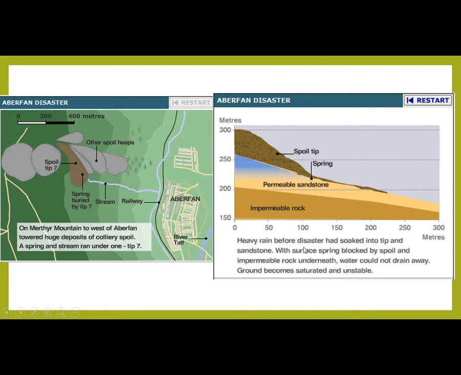Okay? So what had happened was there was a lot of heavy rain for several days before the disaster, and it had soaked through the spoil tip and through the permeable sandstone, saturating all of the spoil tip and saturating all of the sandstone. So this was now full of water and very unstable, and it couldn't drain away any further down because this layer is impermeable. It will not let anything soak in.